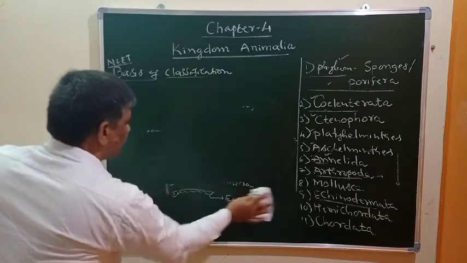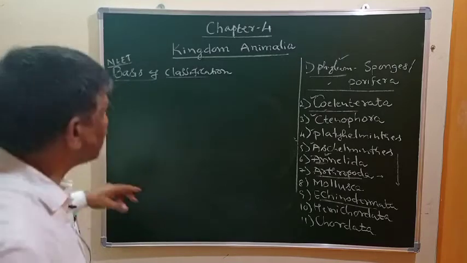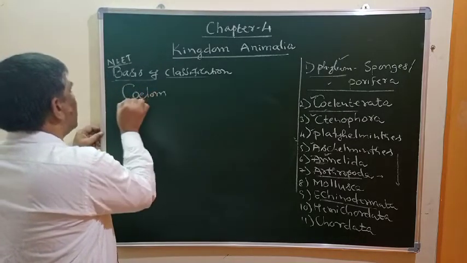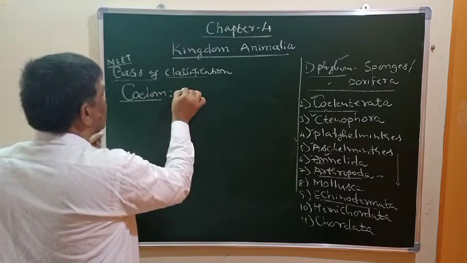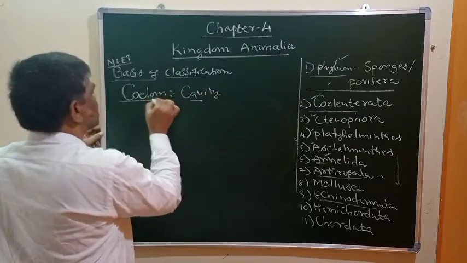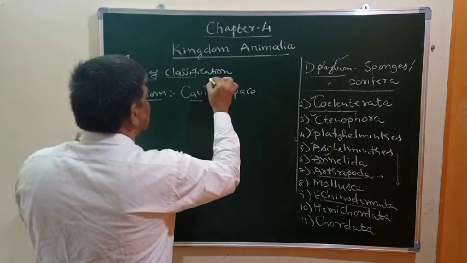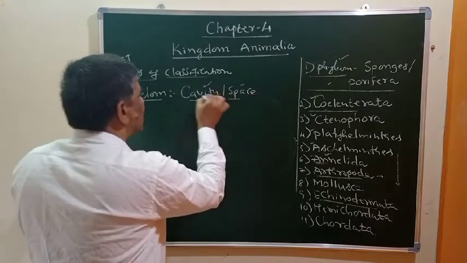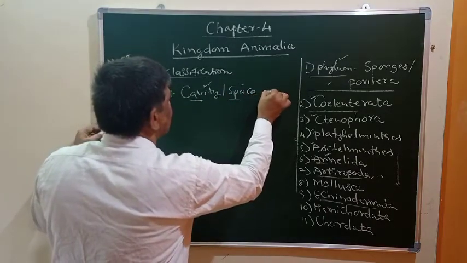basis for the classification of organisms is coelom. Very important from the point of view of examination. Coelom. Okay, every student should understand about this. Coelom is a space or cavity. Coelom means cavity or space. Space. If you are not understanding cavity, you can understand this by this word, that is a space. Where is this space or cavity present?